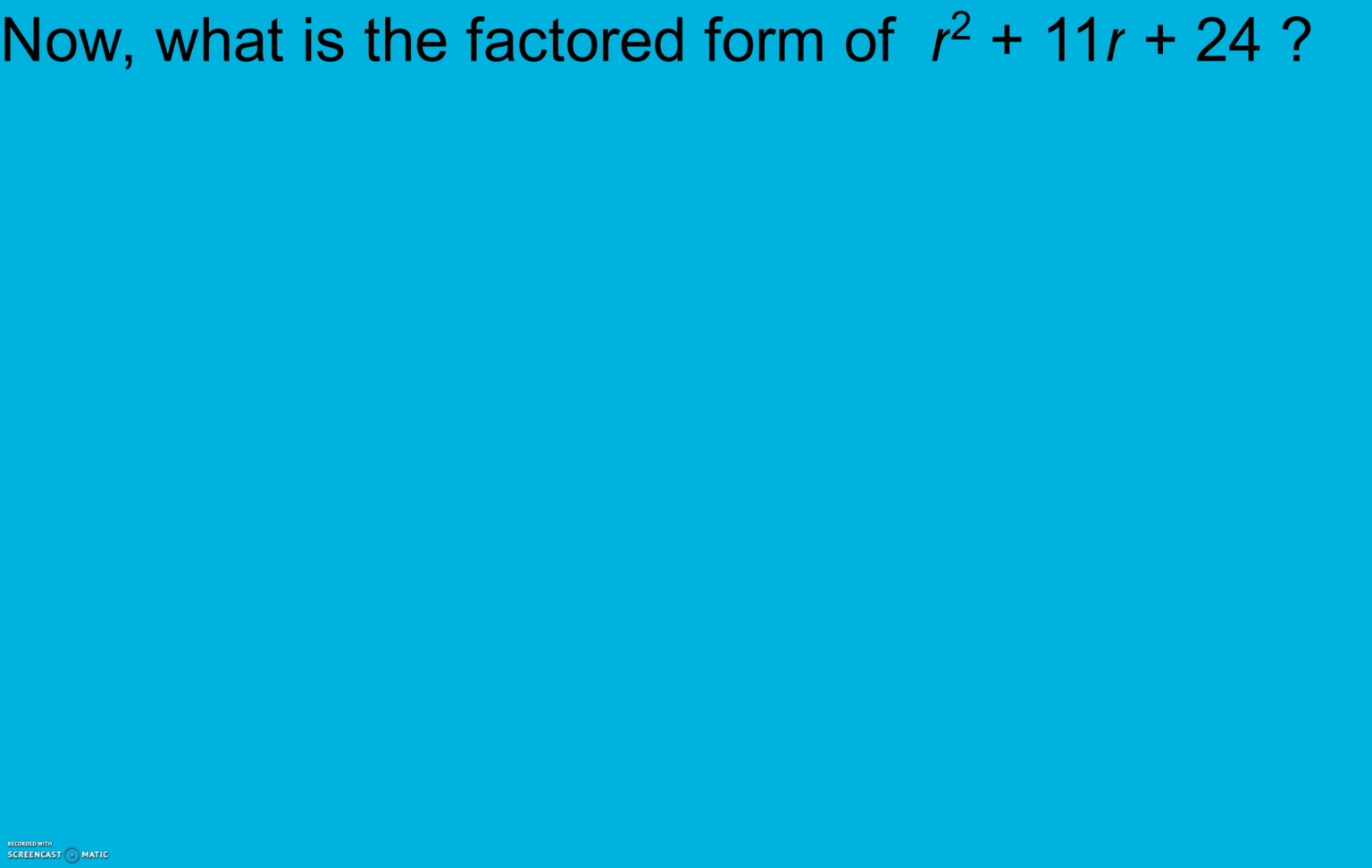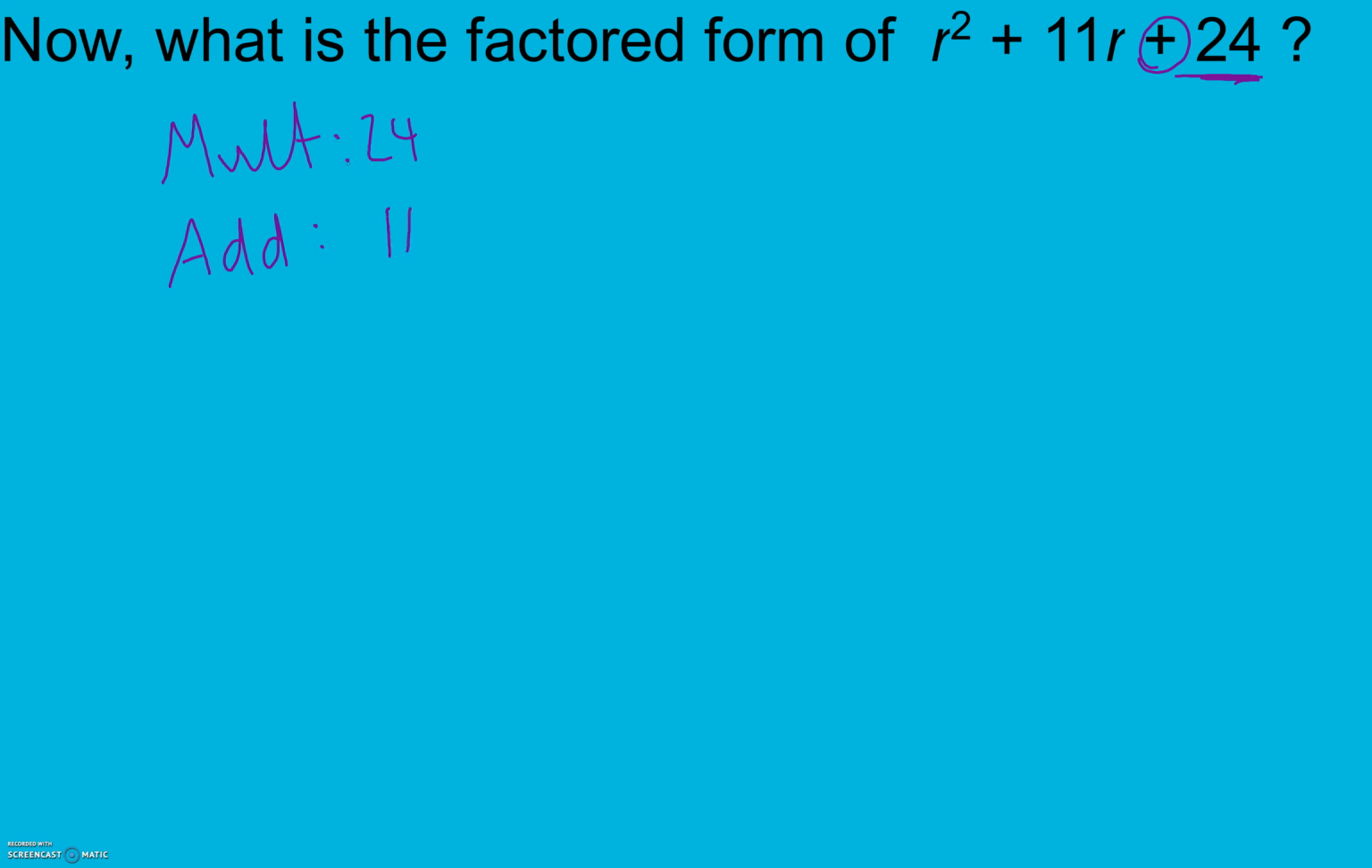Now, feel free to pause and give this a try if you'd like. We're looking for the factored form of r squared plus 11r plus 24. Looking here, we want to multiply to our constant, to our final term, and we want to add to 11.